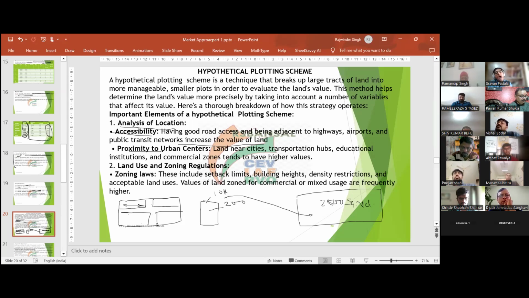Then we will check the proximity to urban centers, available nearer to the cities, transportation hubs, educational, institutional, commercial zones, depending upon that. Then land use. What are the zoning laws? If zoning law permits you to have mixed use, you can have mixed use. If the zoning laws permit you to have only residential property, then you cannot have mixed use there.